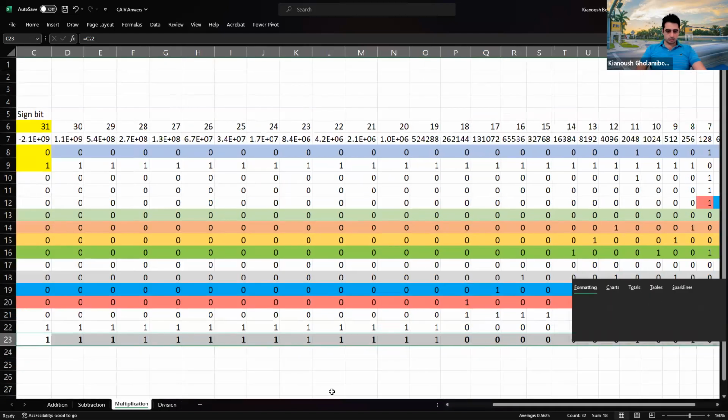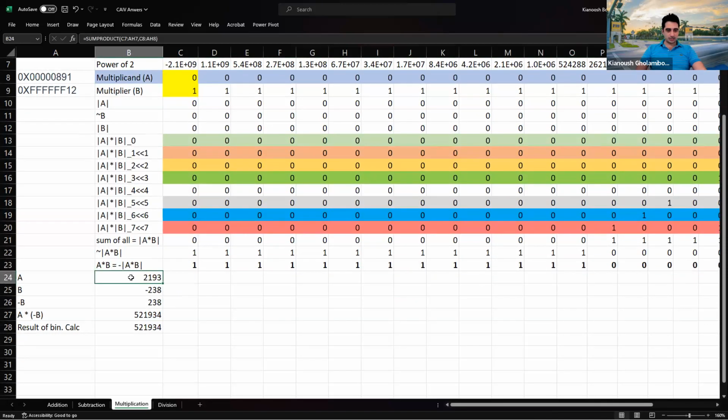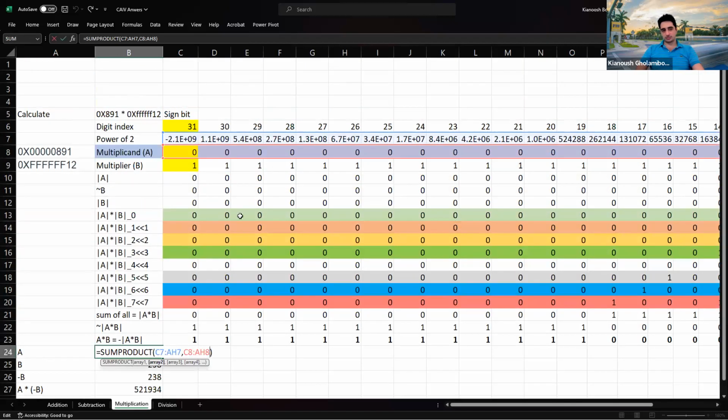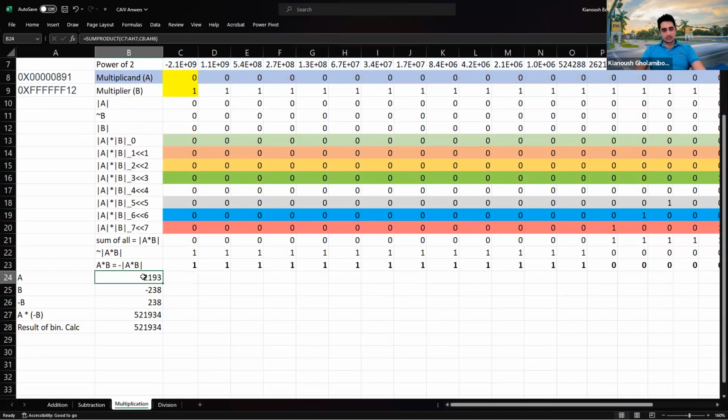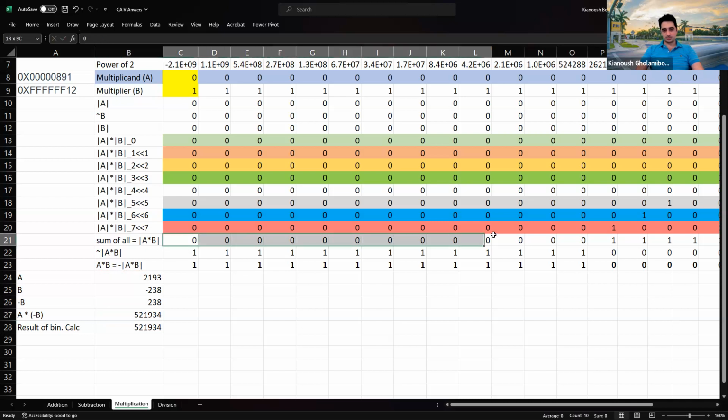And then I can verify all these calculations by first calculating the value of A. Multiplying A times powers of 2, same story as before. B, the multiplier times power of 2 would be B, which is negative 238. Negative B would be the absolute value of B, which is going to be 238. And then you multiply these two, which is going to be 521,934. This is the same as what we got here.